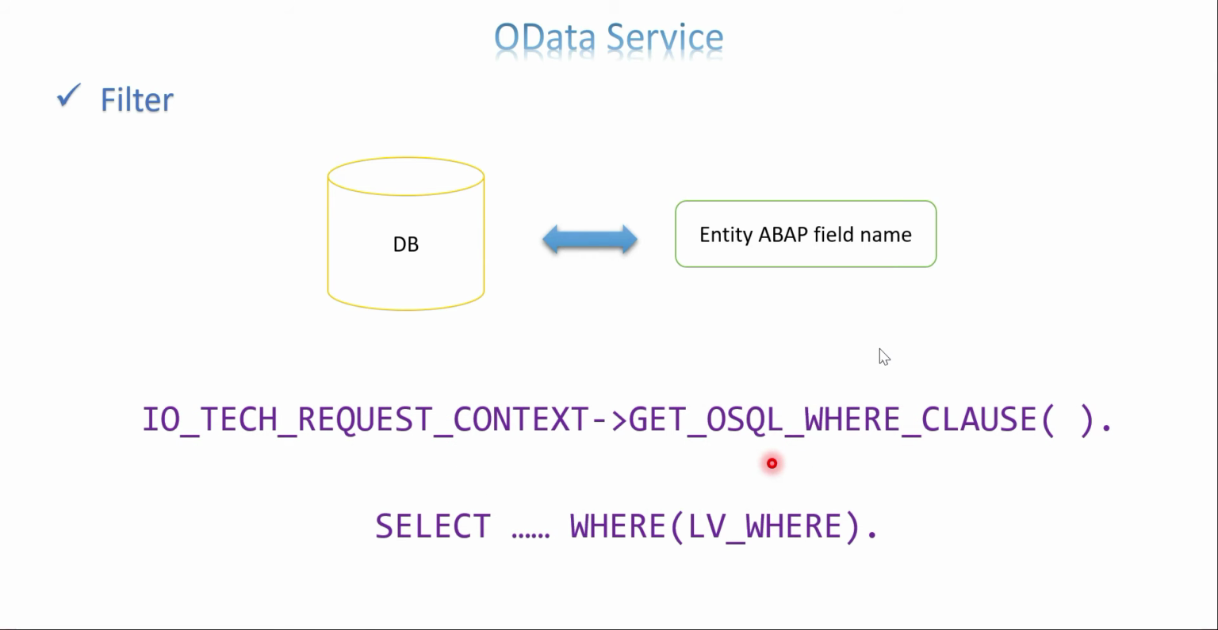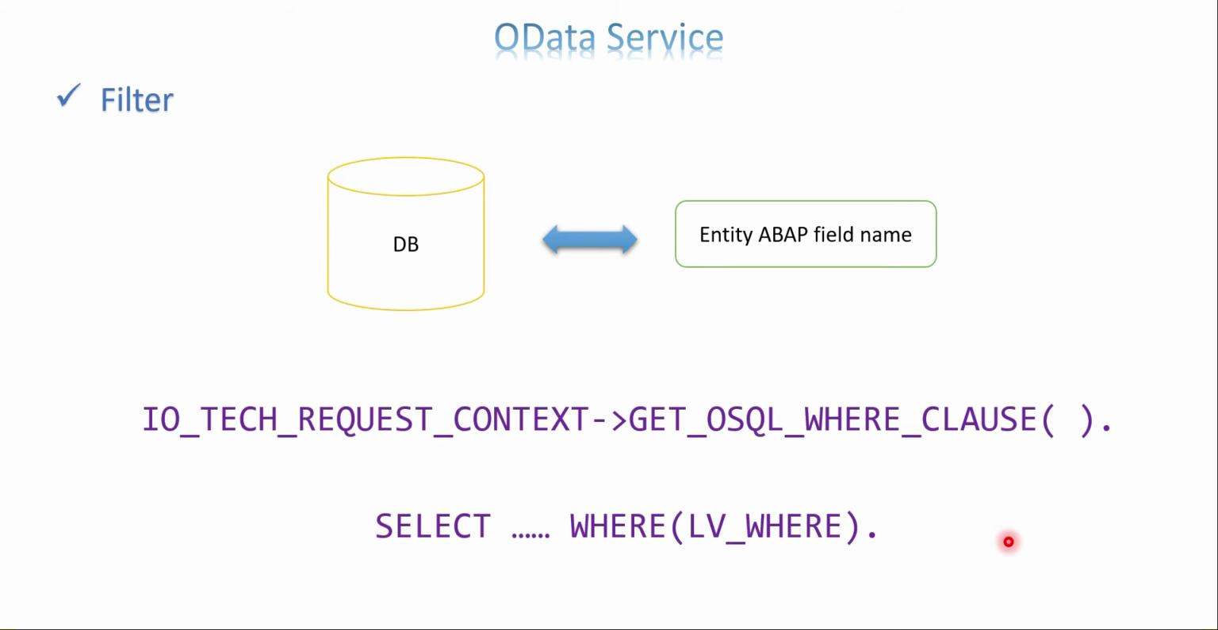I'm going to read whatever value is coming into the URI after the entity set. There is a condition: this field equal to this, greater than or less than, and option or option, whatever it is, that is going to be read as a string value. And that is going to be saved in a variable dynamically with the help of this method. This is not a class, this is an object reference that is already in your import parameter of your get entity set method.